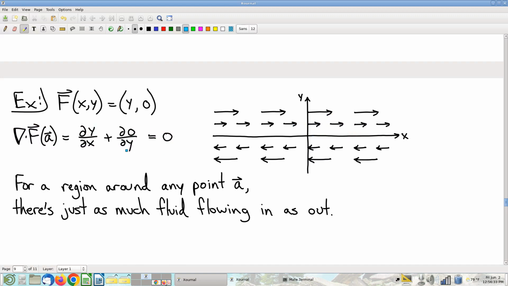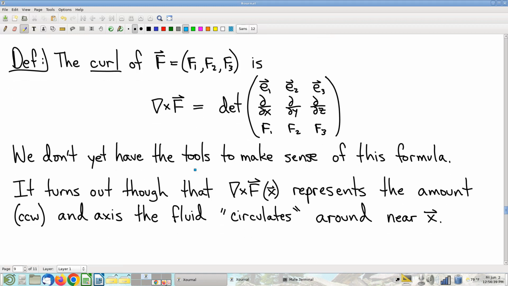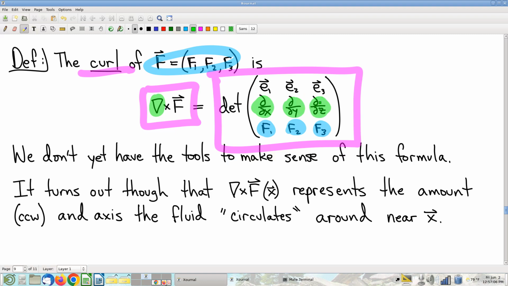Okay. Next concept that I'm not going to be able to motivate: curl of a vector field. Curl is defined by this formula that has this shorthand. Given a vector field, you stick the vector field in there like so, and you take del. Of course, there's my del components. Del cross F is this thing called curl.